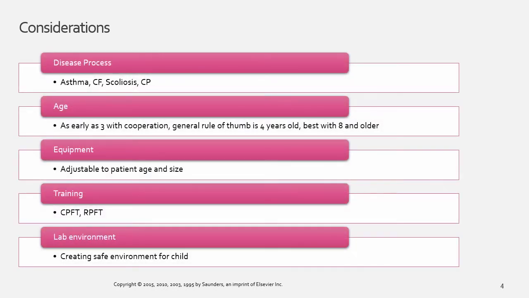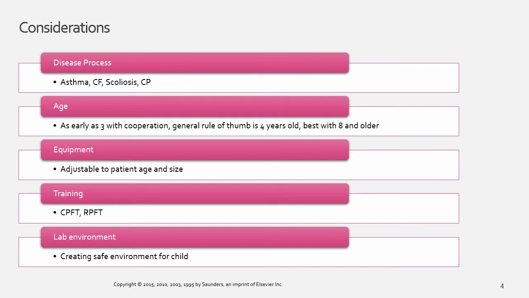Things to consider when working with children and doing a pulmonary function test. The disease process: does the child have asthma, cystic fibrosis, scoliosis, or CP, cerebral palsy? Will they be able to cooperate? How sick are they? Are we doing this for monitoring? Then we have to consider the age. We can do pulmonary function testing as early as 3 if the child is cooperative. However, a general rule of thumb is 4 years old is better, and it's best with an 8-year-old or older patient.